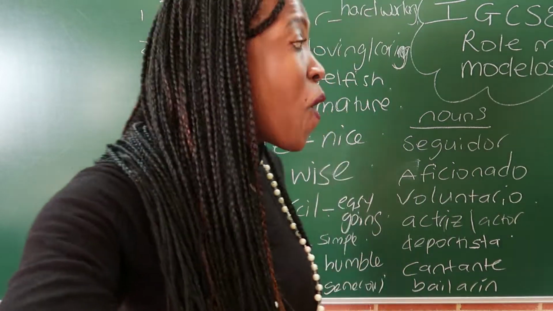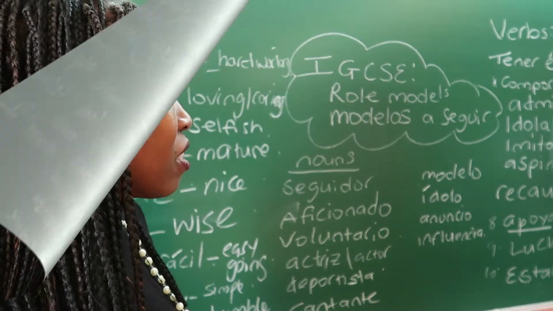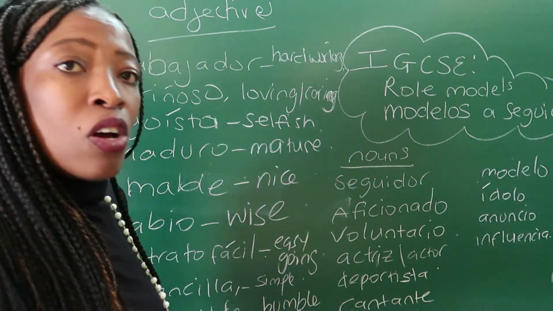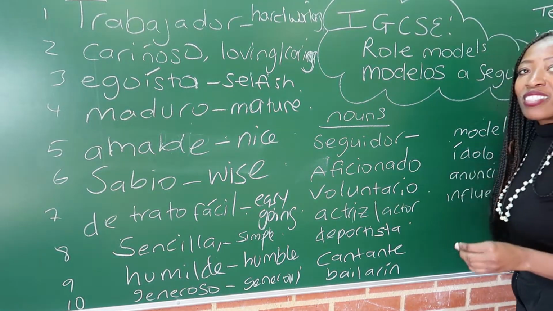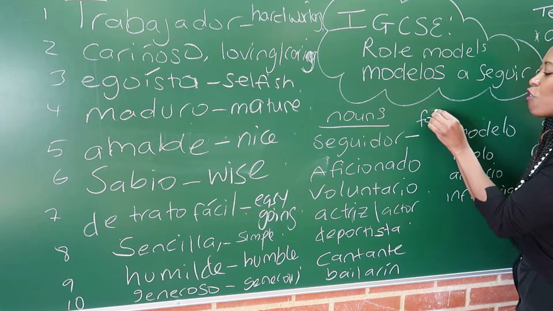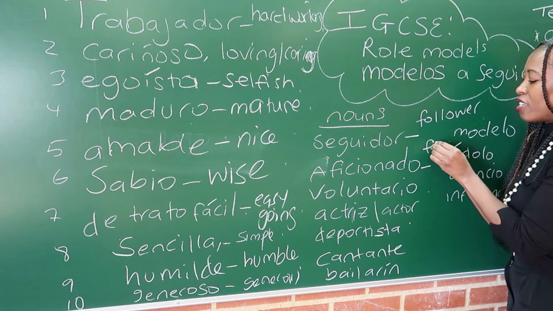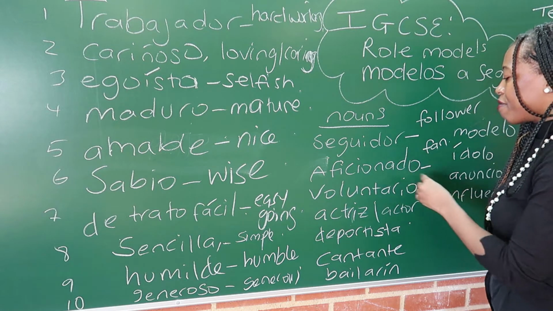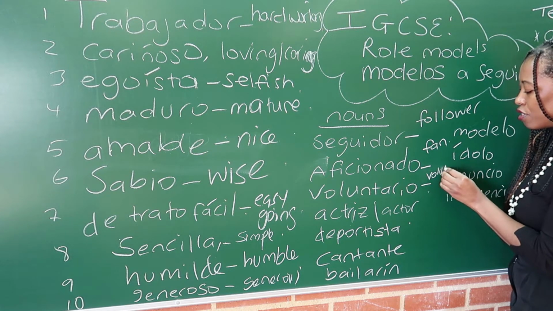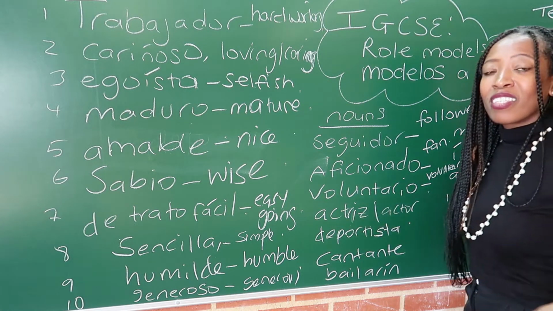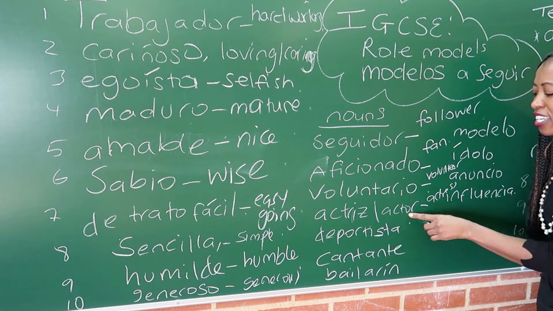Okay? I hope that you found some of these expressions helpful. And what I'm going to do now is I'm going to go over to your nouns. Seguidor. Tiene muchos seguidores. Followers. Follower. In singular. Follower. Aficionado. Soy aficionado de fútbol, fan. Okay? Voluntario, volunteer. Actriz. Admiramos muchas veces los actrices, los actores. So, actress or an actor.